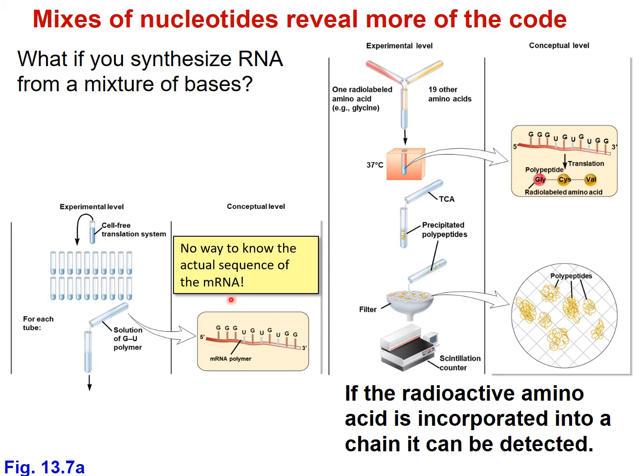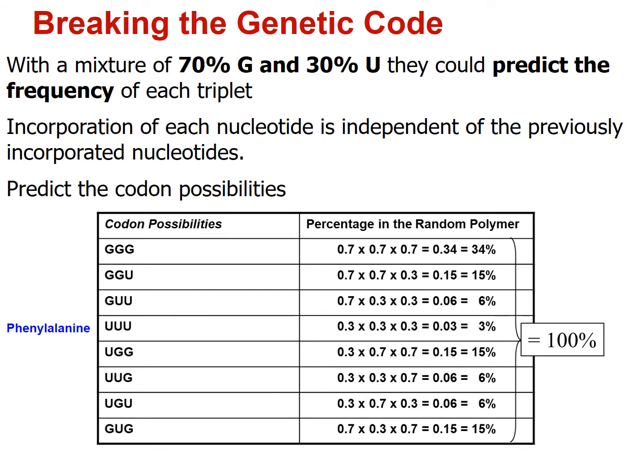And I said that. Keep in mind, this is done really well in your book. Okay, so mixing the nucleotides. I mentioned that you can't just haphazardly mix them. You have to do it in some predictable manner. What they did is they took 70% G's and 30% U's. In doing that, they could predict the frequency of each triplet that would occur in an RNA. Keep in mind that the incorporation of each nucleotide is independent of the previously incorporated nucleotides.